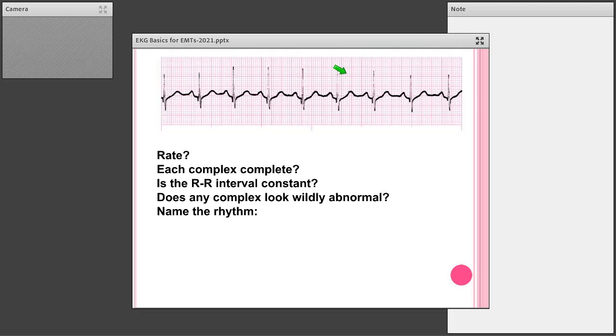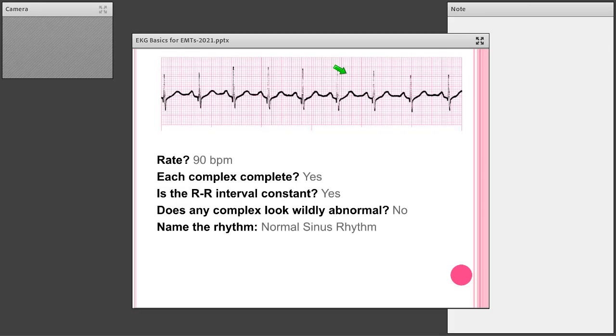And this is a normal sinus rhythm with a rate of 90. And again, we've got 1, 2, 3, 4, 5, 6, 7, 8, 9. So that would be about 90. Or if we start here, 300, 150, 100, a little bit less than 100, so 90. Each complex is complete with a P wave that looks the same, with a QRS complex. It looks to be a regular R to R interval. Nothing crazy, so we can name this normal sinus rhythm.